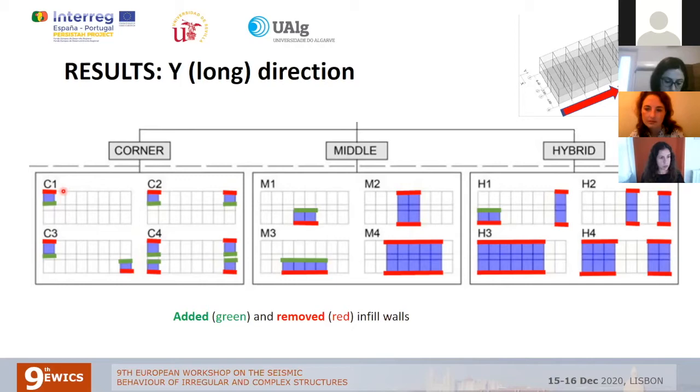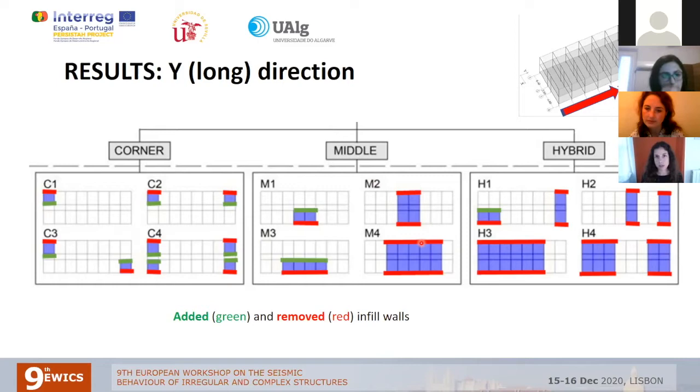What happens when the atrium is present? Well, one perimeter wall disappears, and it's the one that you can see in red. But a new perimeter wall, so a new contributing wall, appears, and it's the one that you can see in green. So when we are pushing in the Y direction, which is the long direction, the effect should be minimum. However, if we go to the middle of the building, these four models, the M models, you can see, if we look at M2 and M4, that we are removing two sections of the infill walls, the perimeter walls, and no new walls are included. So this must have an effect on the capacity of the building.